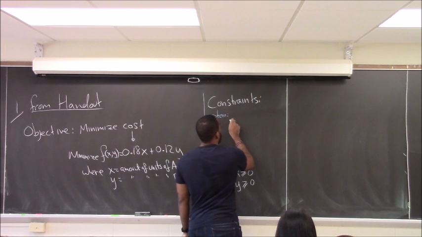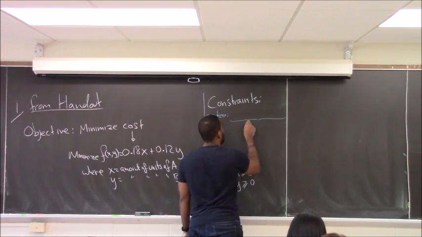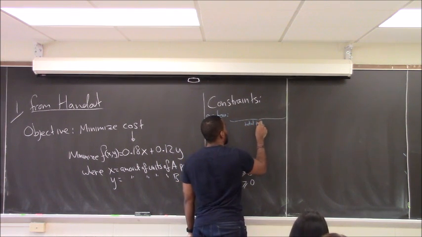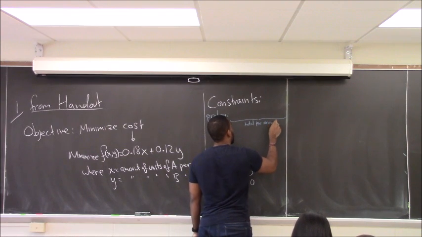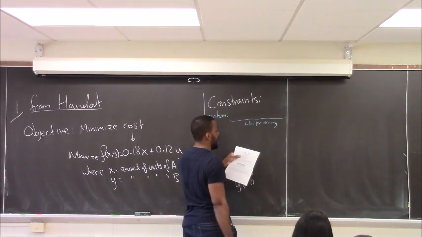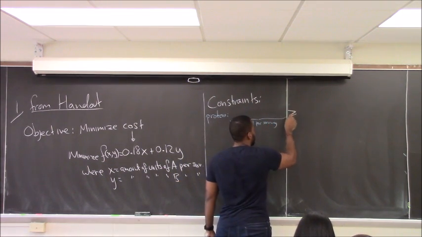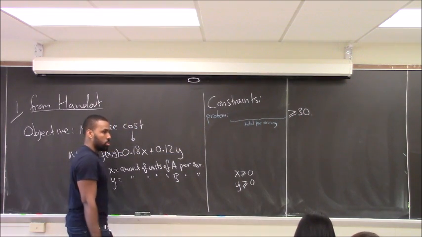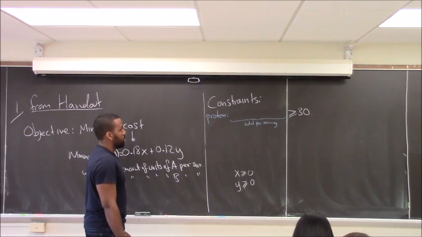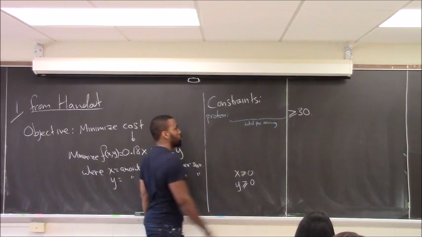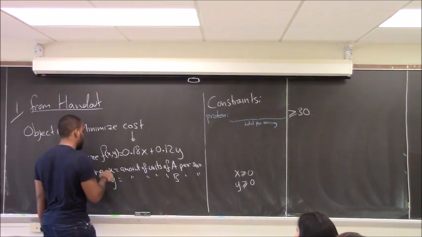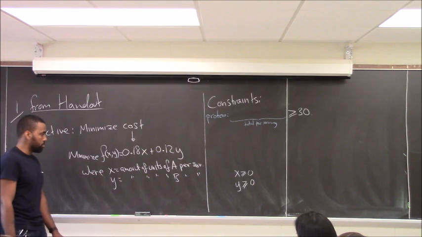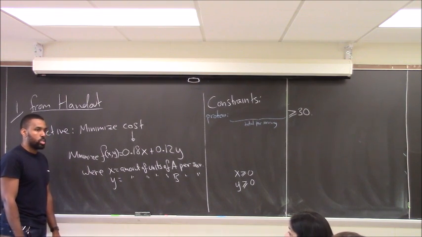Okay, so total per serving must be at least 30. Okay, means 30 or more. So what is the total amount of protein per serving? If I'm serving x units of A and y units of B, what is the total amount of protein?